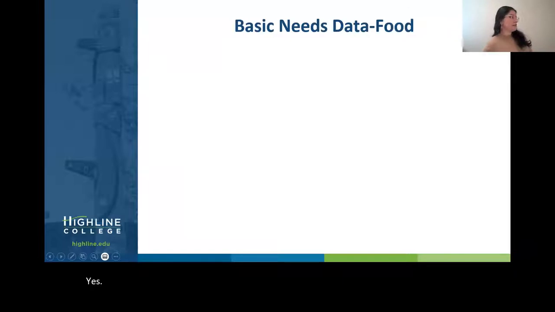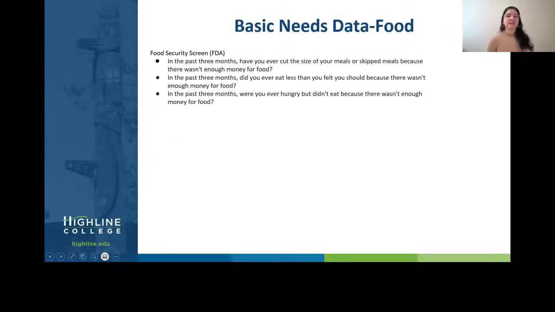So let's talk a little bit about some of the data that's out there around basic needs for food. So the FDA has quite a bit of food security screening questions. These are some examples there that you can read. When we launched the Highline Community Pantry, we made sure to add in our exit survey some of these questions so that we could capture the same data for our students that these larger institutions are capturing for our residents nationwide. So the FDA is one of them.